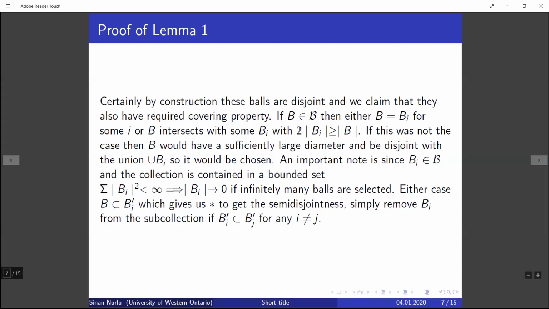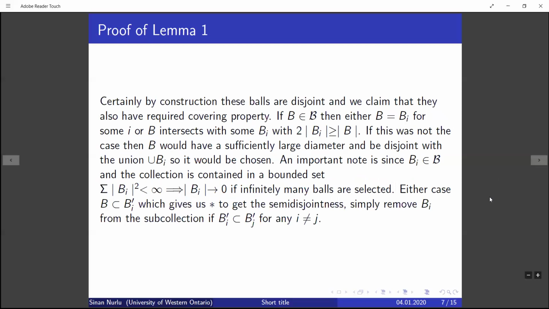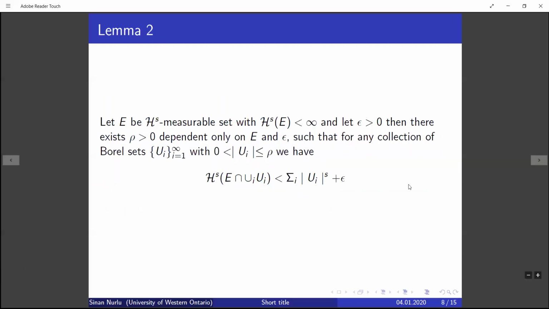Because from Euclidean geometry, if this holds and their intersection is non-empty, then it means B must sit in Bi prime, because Bi prime is the ball with radius 5 times Bi. And it guarantees because of this property. But this almost concludes our lemma, because what we wanted to show was this inclusion. And if each B is in some Bi prime, then the union of Bs is just inside the union of Bi primes. And to make them semi-disjoint, simply we can remove Bi's if Bi prime is in Bj prime for a different j, and we would be done. All right, so that concludes our first lemma. Our second lemma is a bit more technical, and we dive straight into Hausdorff measures properties.